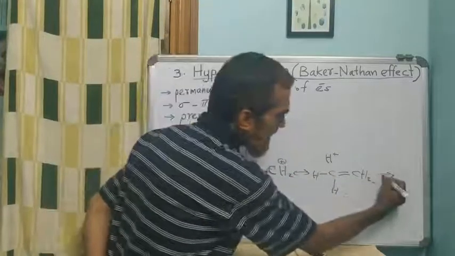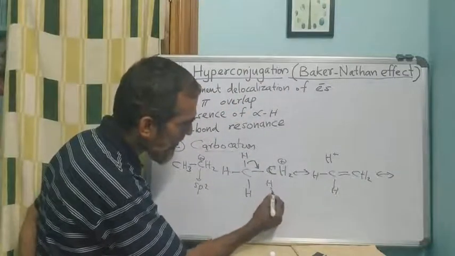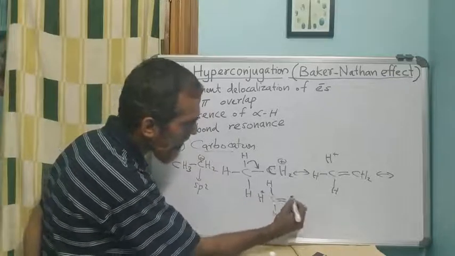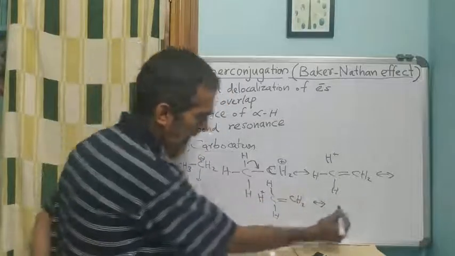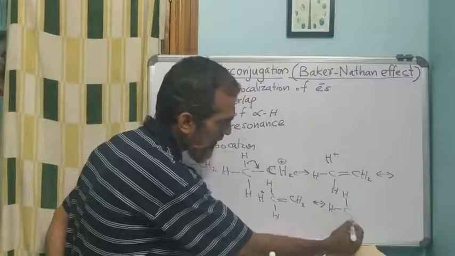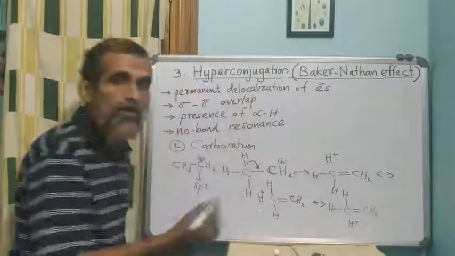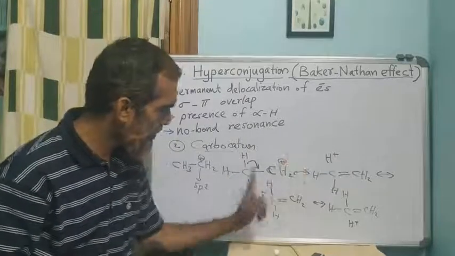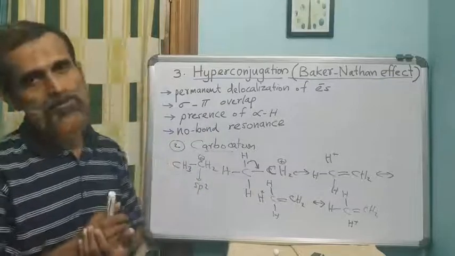Now the next structure will be making use of this alpha hydrogen. So it will be like this now. H plus double bond CH2. And the next structure will be making use of this alpha hydrogen. You will be getting like this. H plus double bond CH2. So here also we are able to draw 3 hyperconjugative structures. 1, 2 and 3. So 3 alpha hydrogens and so 3 hyperconjugative structures.